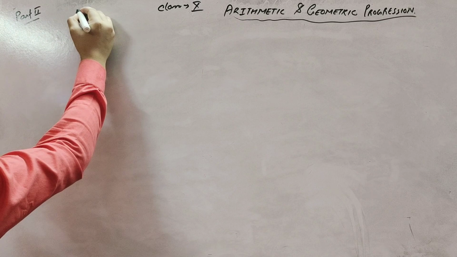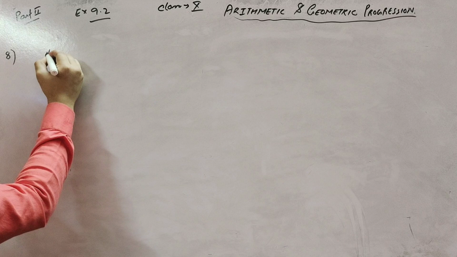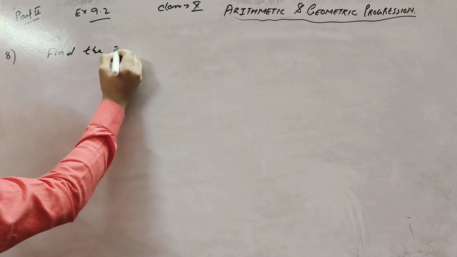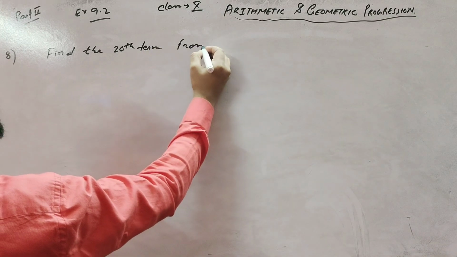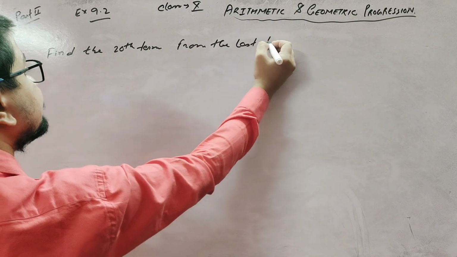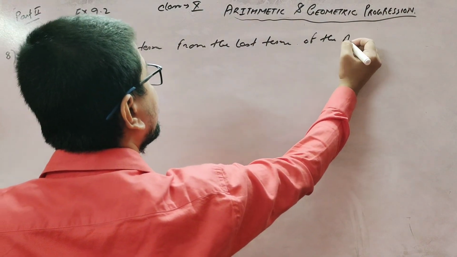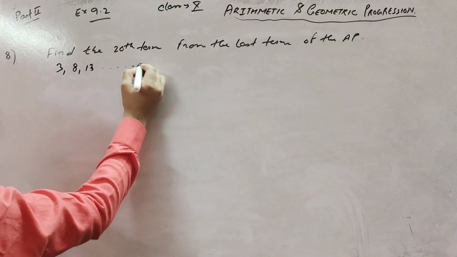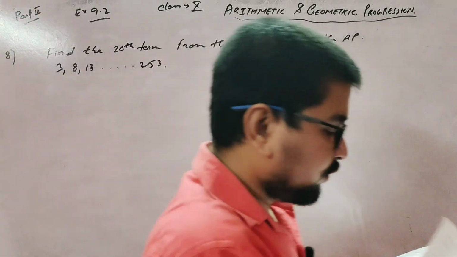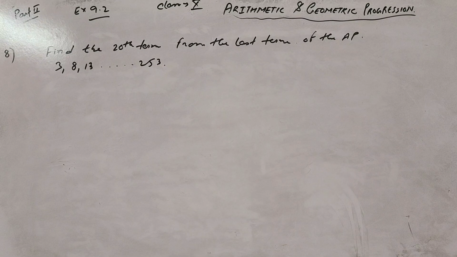8. In question number 8, find the 20th term from the last term of the AP. What is the AP? 3, 8, 13, dash dash dash 253. You check it out. What is the question? Question is find the 20th term from the last term. Okay, so our AP is given.